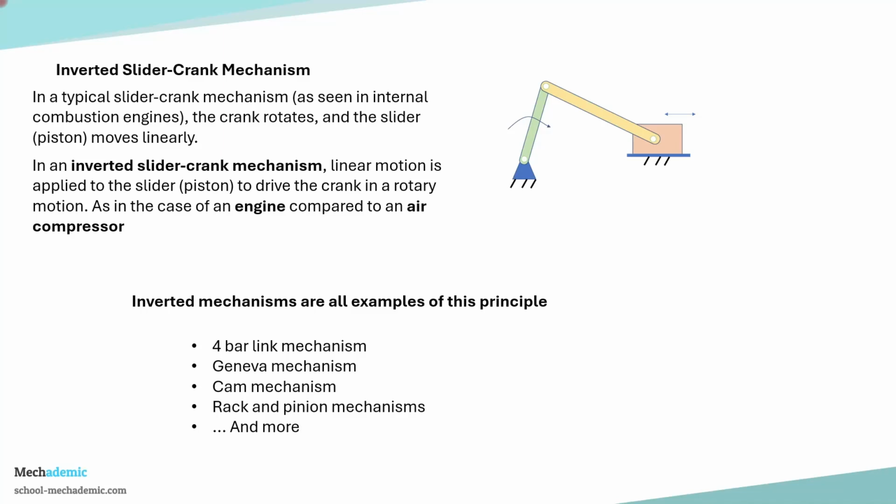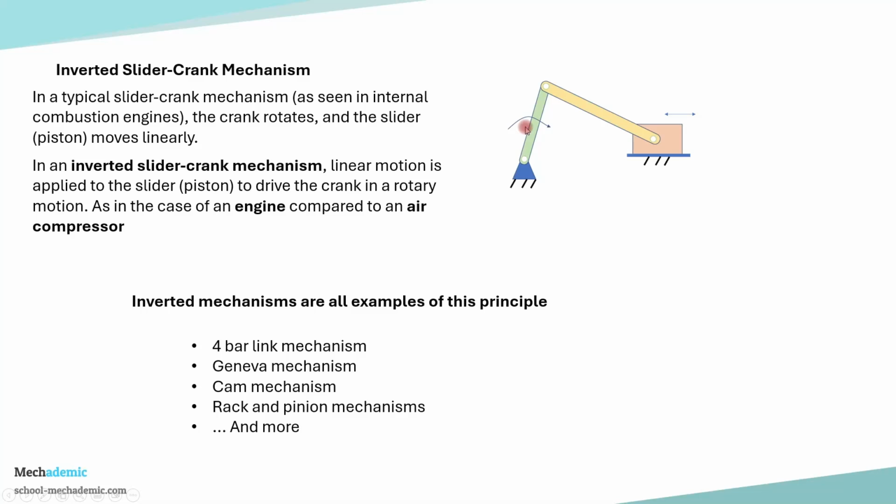In general mechanisms, inversion is a very common principle. Here is an inverted slider crank mechanism. In a typical slider crank mechanism, the input is the crank rotation and the output is a slider which moves linearly. In an inverted slider crank mechanism, the slider moves as an input and the output is given as the rotation of the crank.